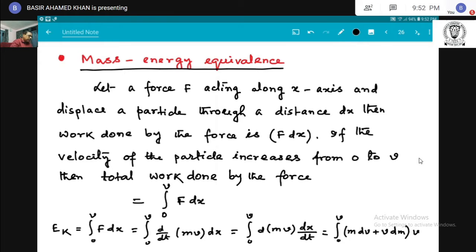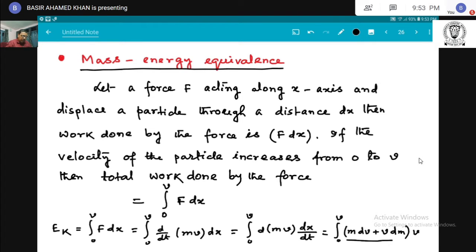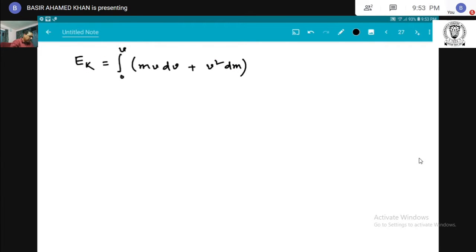Therefore Ek equals the integral from 0 to v of (mv dv plus v square dm). I just multiplied this v into (m dv plus v dm). That means Ek equals the integral over 0 to v of (mv dv plus v square dm). Now I put this as equation number 1.